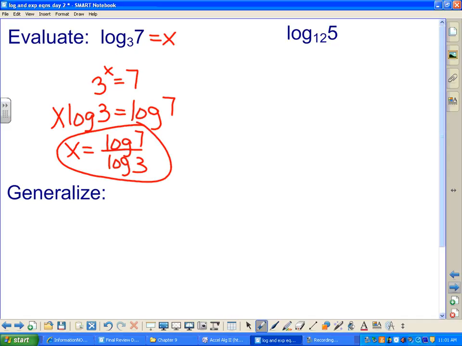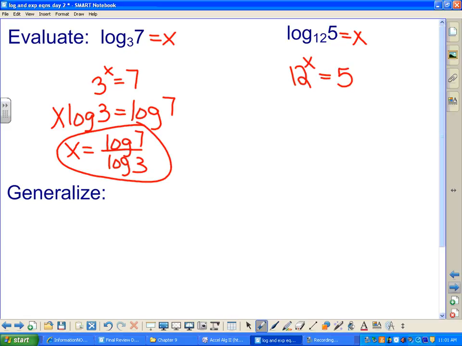Is it always going to be like that? Well, let's see. That's a very good question. Let's run through this one and see if the same thing happens. Set it equal to x. Right? What are we going to do? Put it into exponential form. The base is 12, the exponent is x, and it's going to equal 5.